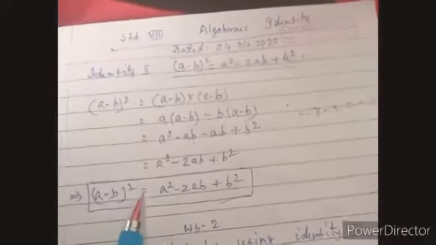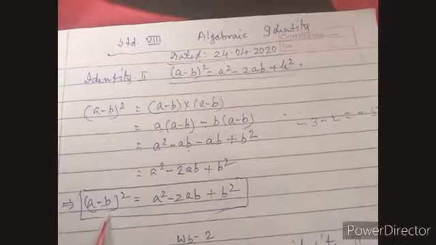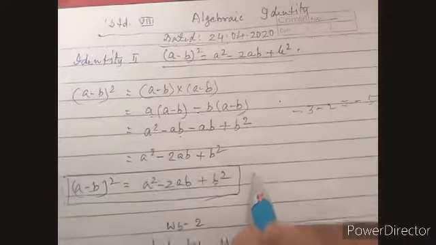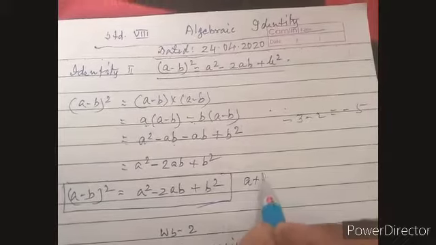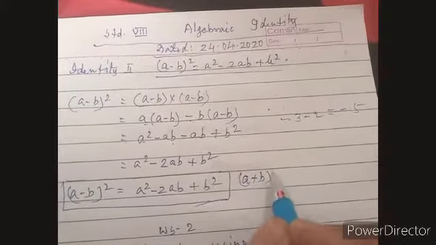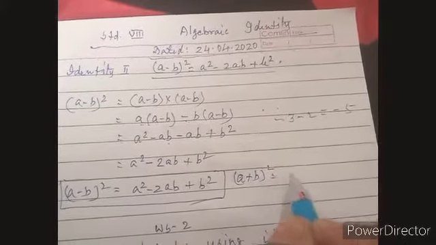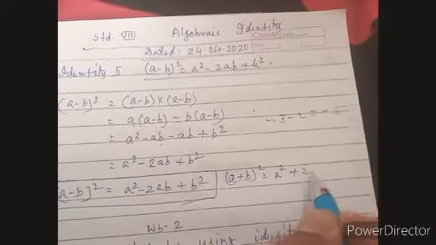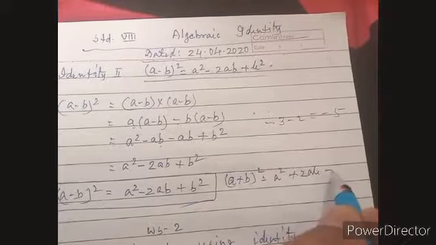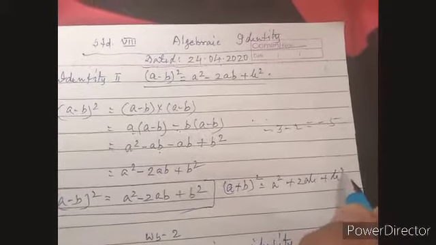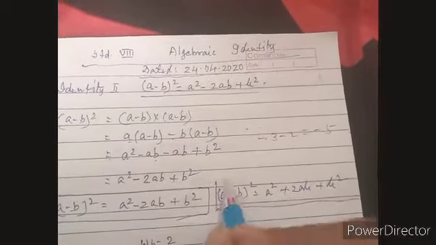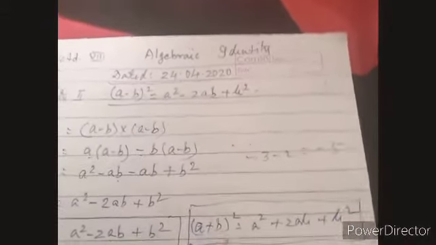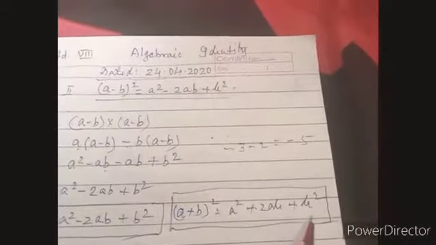Here you may see the difference between the two. (a plus b) whole square, you had studied. (a plus b) whole square was a square plus 2ab and plus b square. You had seen the first identity, it was (a plus b) whole square is equal to a square plus 2ab plus b square.